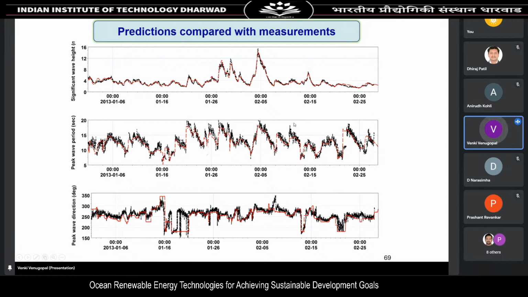And the model, if you are wondering whether to believe the model or not, here is proof showing the measured wave height compared with the modeled wave height, and measured wave period compared with the modeled wave period, and measured wave direction compared. So before you develop trust in the numerical model, you have to do this sort of calibration and validation, which is what I have done.